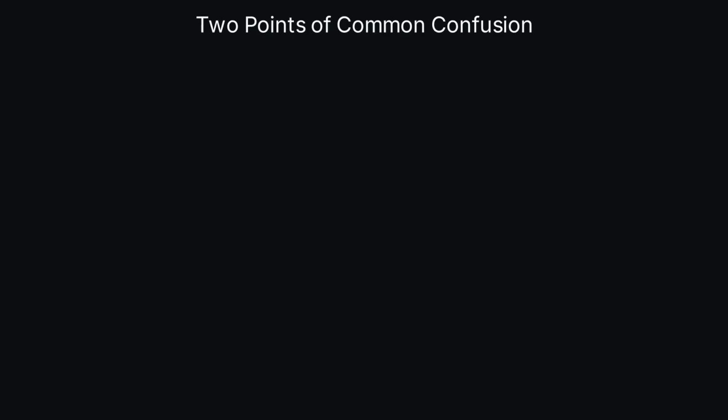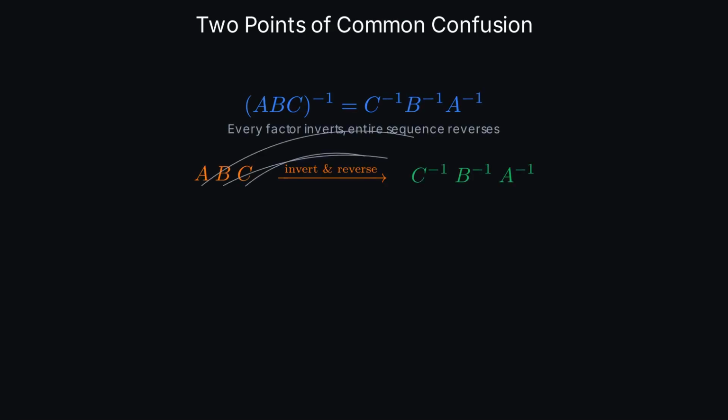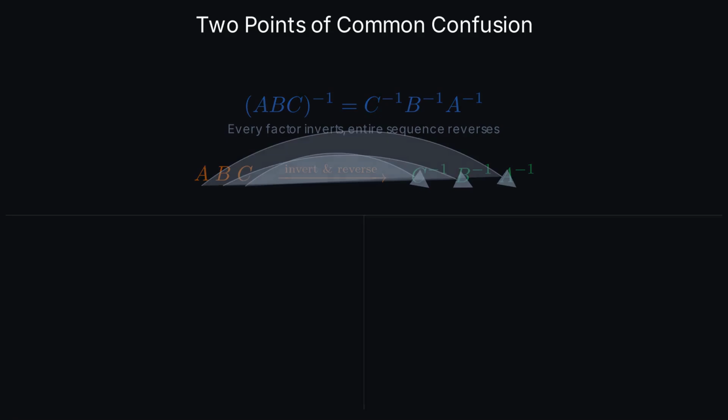Two points of common confusion. First, this pattern extends beyond two matrices. The inverse of ABC equals C inverse B inverse A inverse. Every factor inverts and the entire sequence reverses. Second, keeping the original order fails.